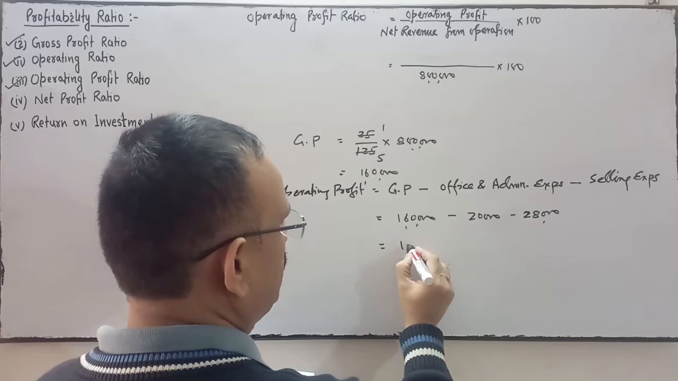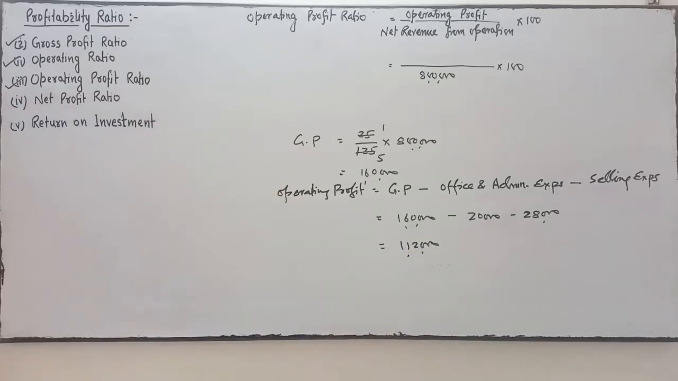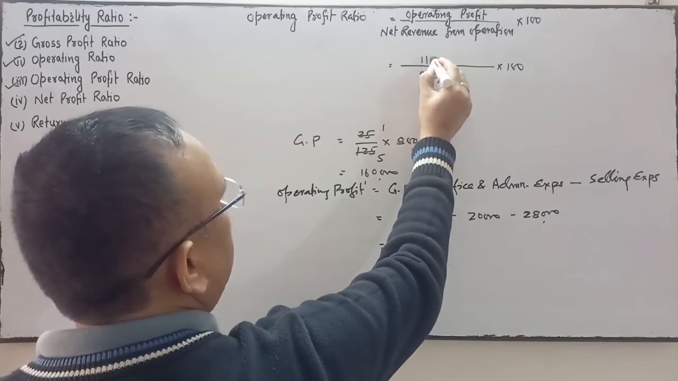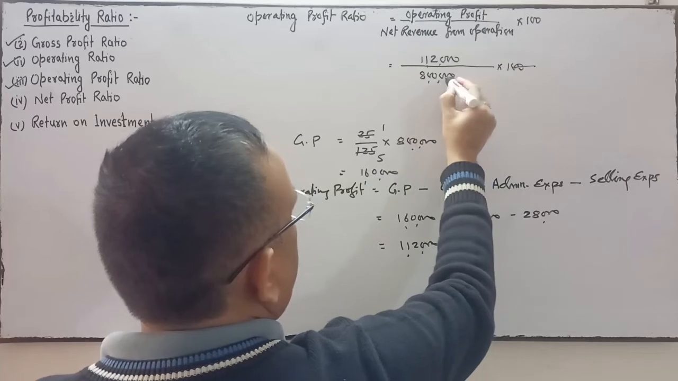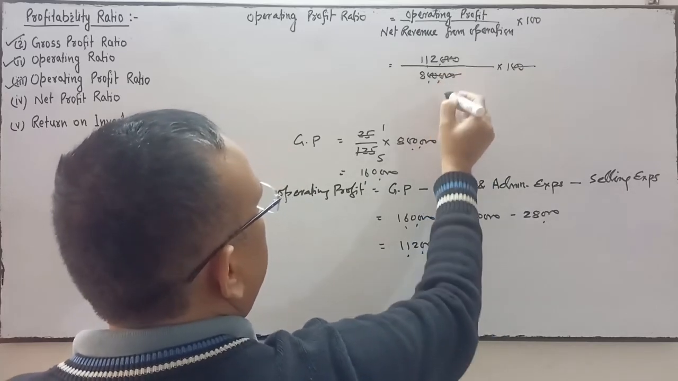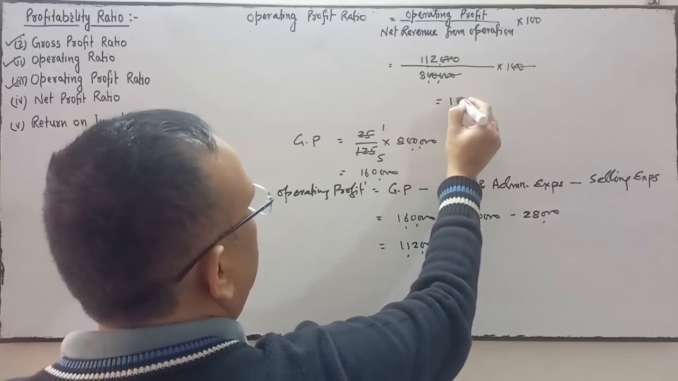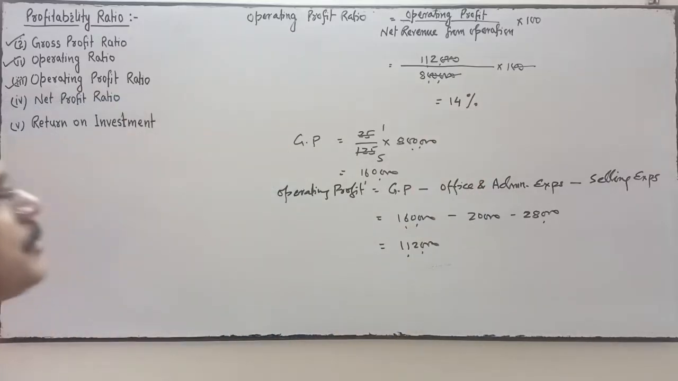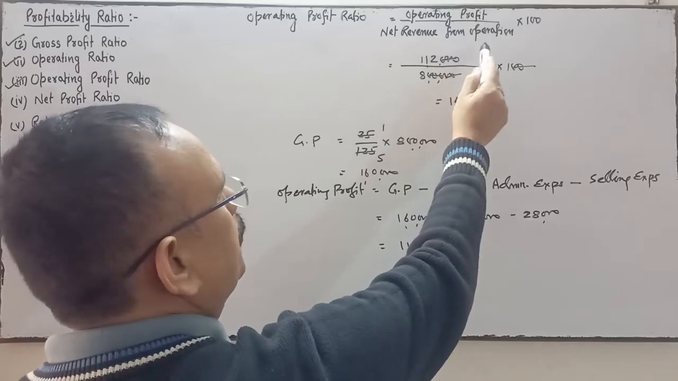So 1,12,000 is the operating profit. Operating profit is 1,12,000. So 20 cancel, 30. 14% is operating profit. Operating profit upon net revenue from operation.